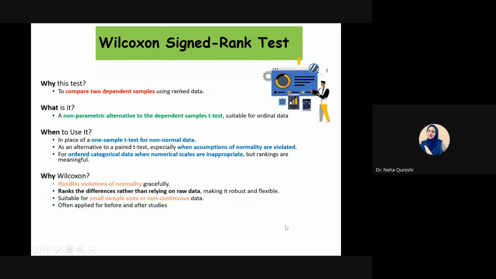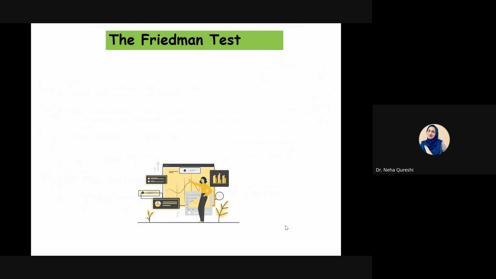So first one is the Wilcoxon signed-rank test. It is actually a counterpart of a dependent sample t-test, or we can say a paired t-test. A paired t-test is mostly used for before-and-after studies, and there we use the Wilcoxon signed-rank test, which takes into consideration the ranks in the data, and based on the median of those ranks, we make the conclusions. Then next is the Friedman test.